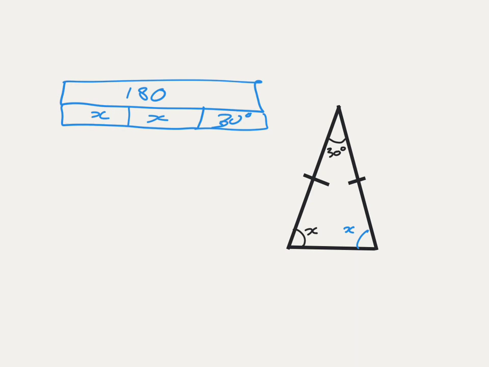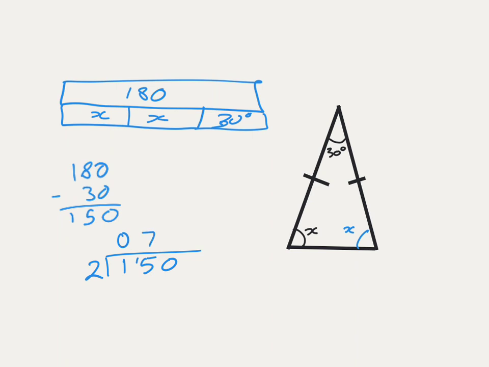So 180 take away 30 is 150. That leaves me with this part. So I've got two lots of 150. I need to find one part. Let's divide it by 2. 150 divided by 2. 2 doesn't go into 1. 15 divided by 2 is 7, remainder 1. 10 divided by 2 is 5.